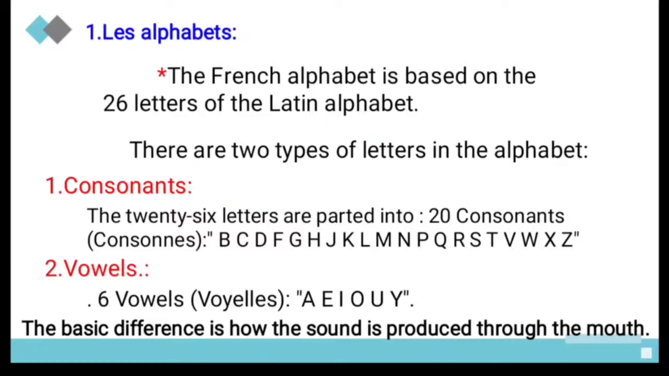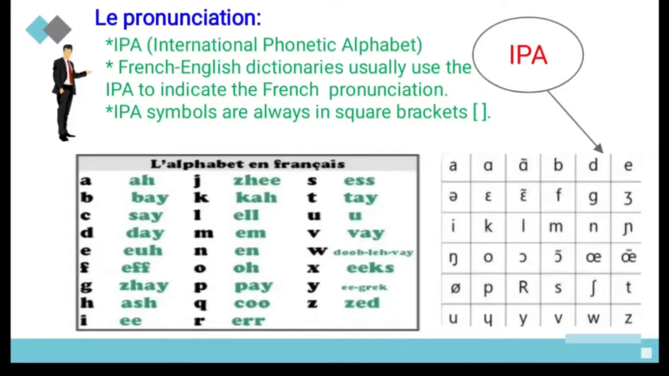Let us see the pronunciation of these alphabets. La prononciation means what? That is pronunciation. IPA means what? International Phonetic Alphabet. So what is the meaning of International Phonetic Alphabet and what will it give? International Phonetic Alphabet stands for a phonetic notation for the alphabets. And French to English dictionaries usually use IPA to indicate the French pronunciation. In a square bracket, they will give the IPA sounds.